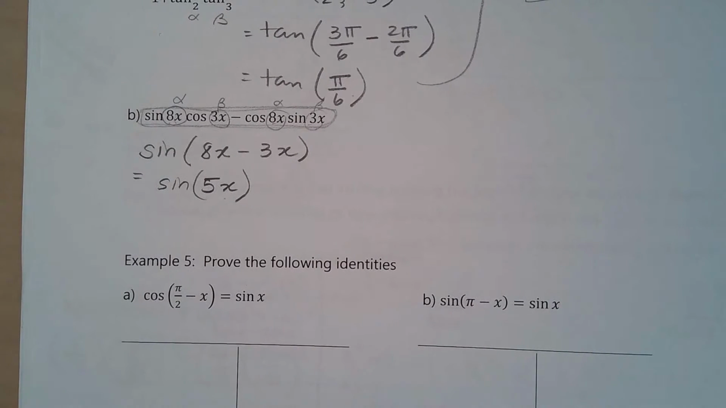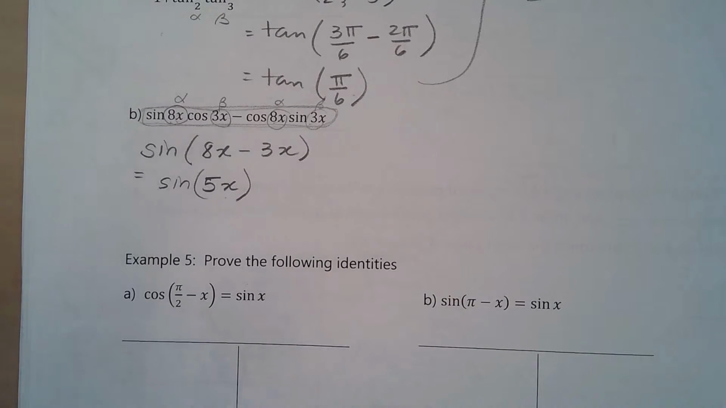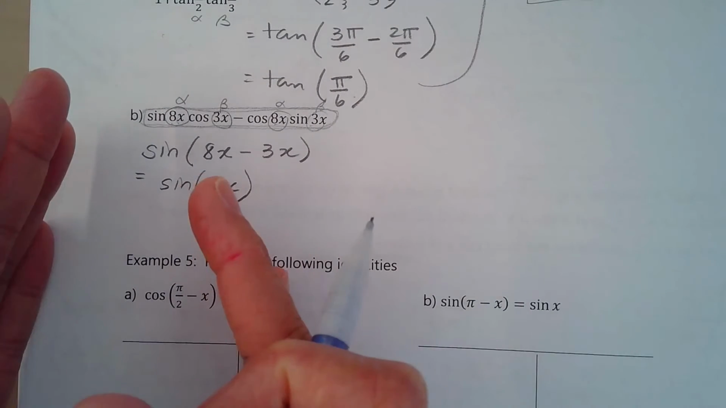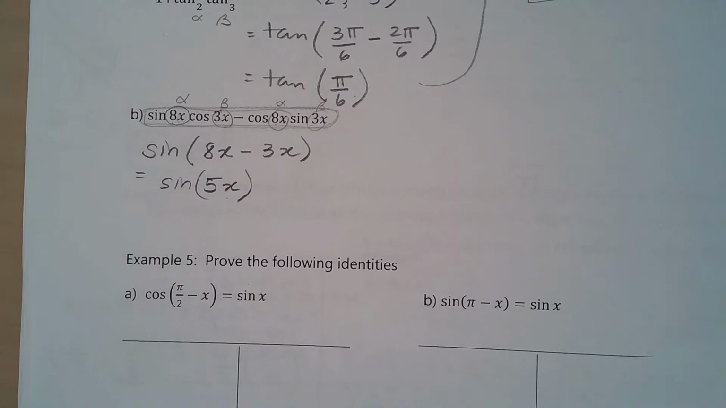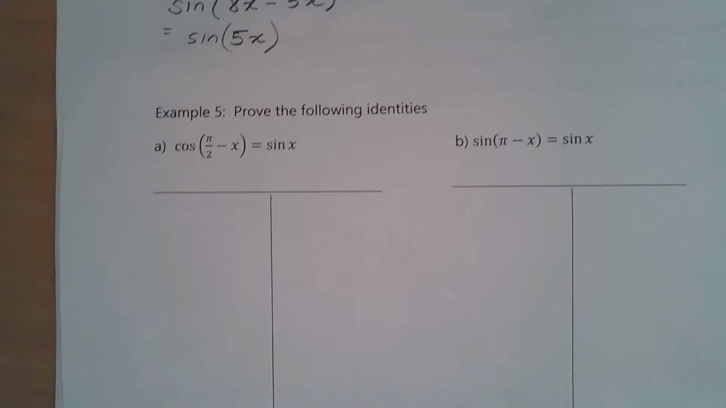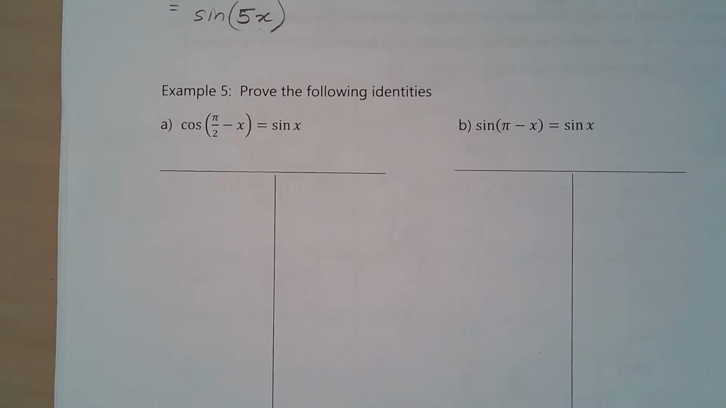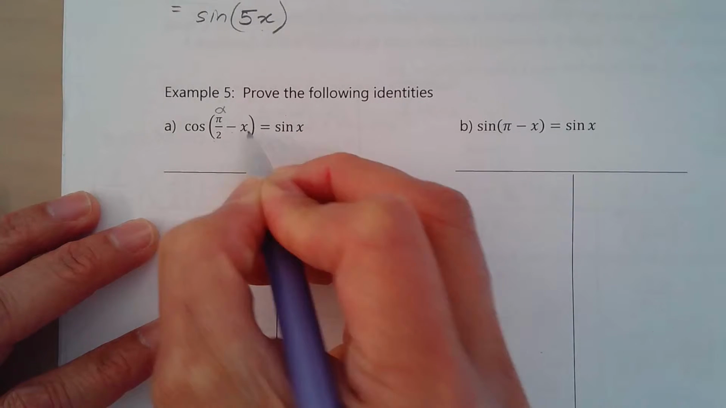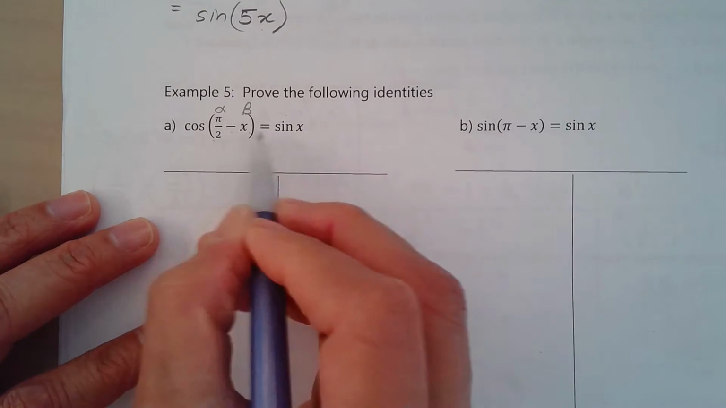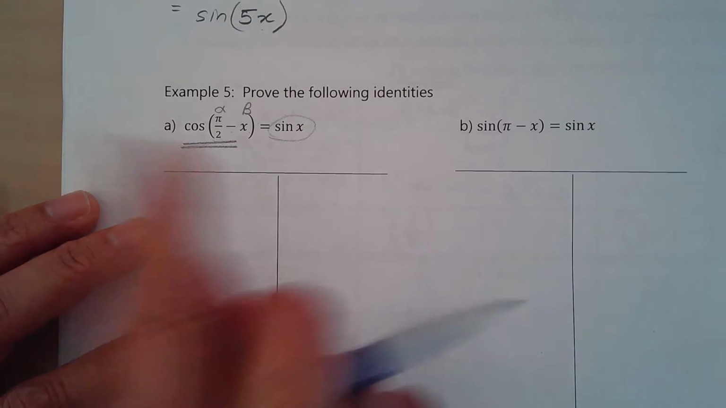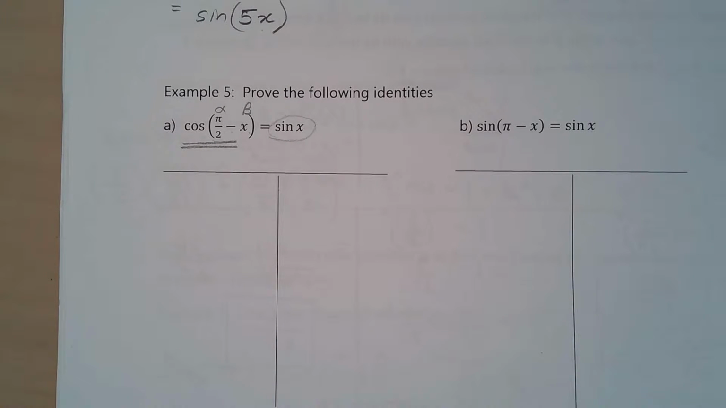So sometimes it's good to expand things. Sometimes it's just good to narrow things down, and we'll see why that is important later on. Okay, so let's take a look at example 5. Now we're getting into proving identities. So cos of pi half, that's your alpha, minus x, that's your beta. We're going to prove that whatever this is, it really boils down to just sine of x, or is equivalent to sine of x. So let's do that.